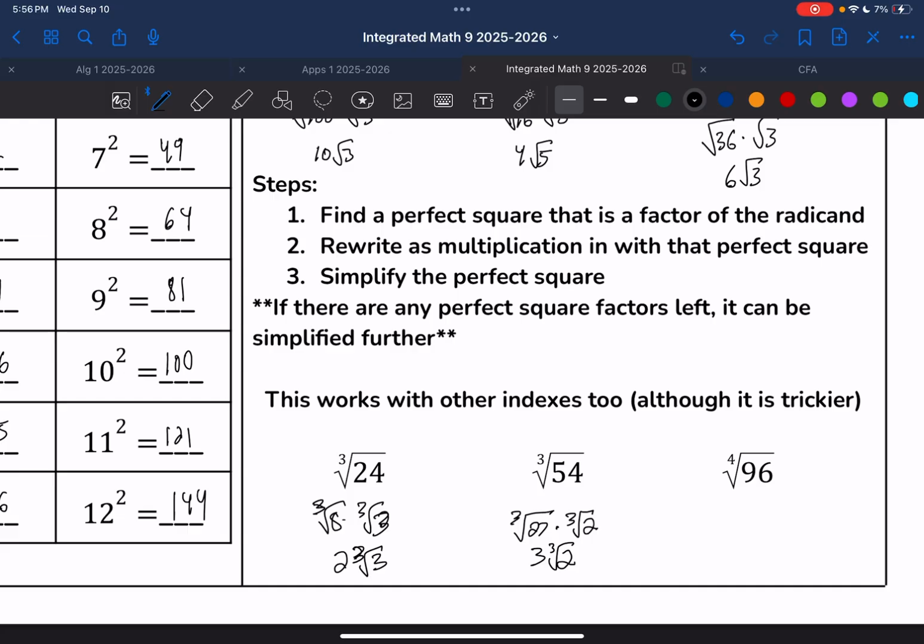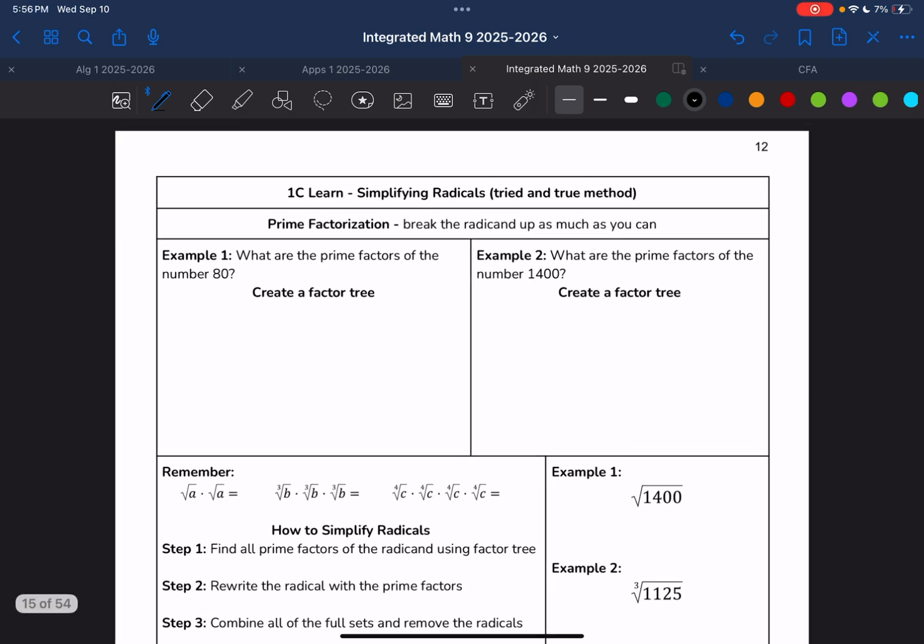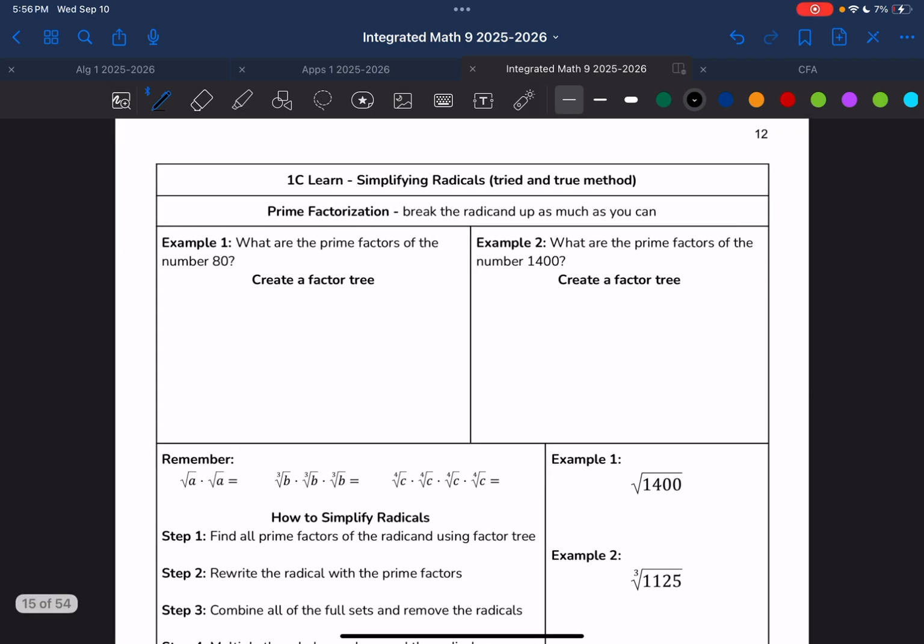Looking at the 4th root of 96, well, that can become the 4th root of 16 times the 4th root of 6, and the 4th root of 16 is 2, so that can become 2 times the 4th root of 6. All right, so what if we're looking at it and it doesn't immediately jump to us how we could find a perfect square, perfect cube, perfect fourth, whatever, right? What if the shortcut method breaks down?